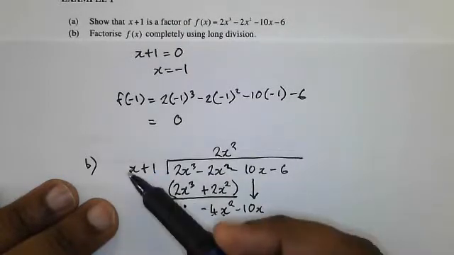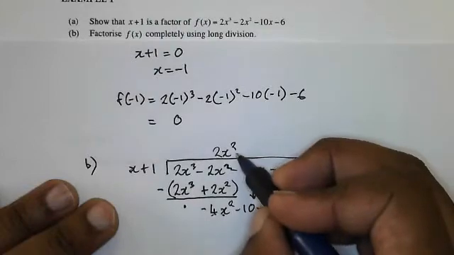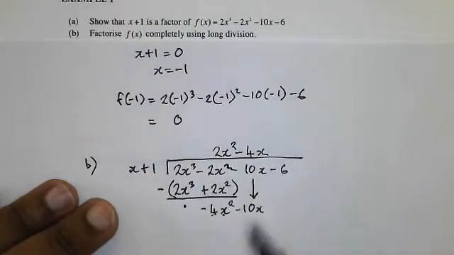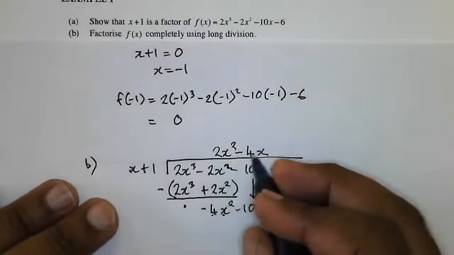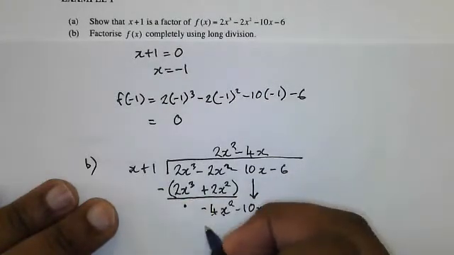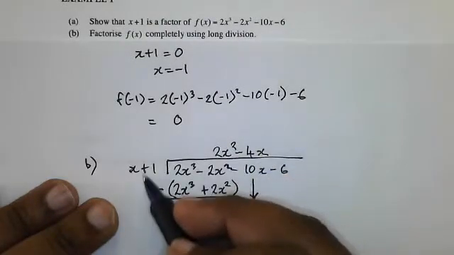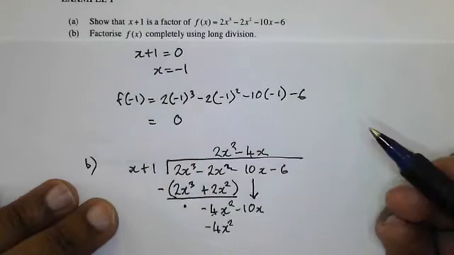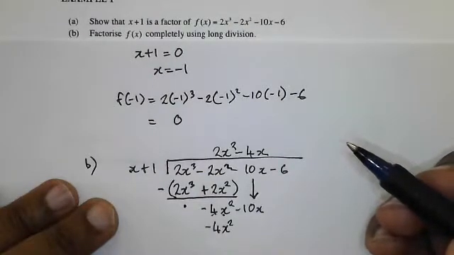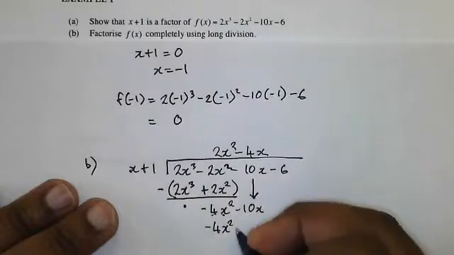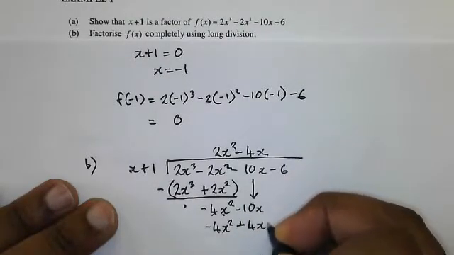Negative 4x, you are dividing it. Alright. So negative 4x times x becomes negative 4x squared. No problem. Negative 4x times positive 1 gives you negative 4x, because you're multiplying with a positive 1. So that's negative 4x.